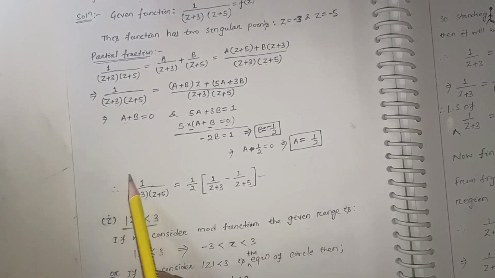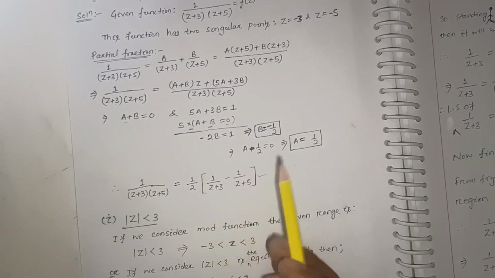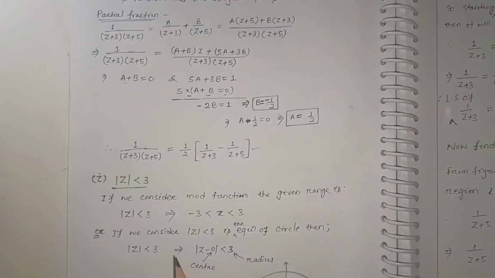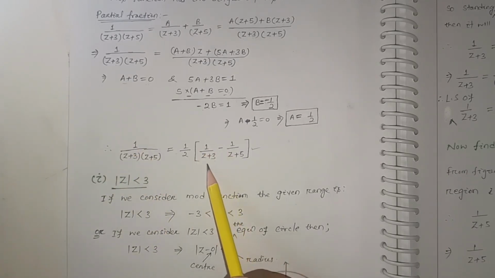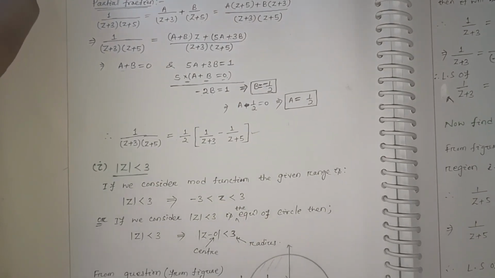That means the Laurent series of this function, then the Laurent series of this function, then we have to subtract both the series. Now we are going to find out the Laurent series of this one or this one. For the first part, the region given is mod z less than 3. In this region, we have to find out the Laurent series of this one. That means we have to find out the Laurent series of 1 by z plus 3, then 1 by z plus 5, then we are going to subtract, and 1 by 2 is already multiplied. So 1 by 1 we are going to do. Carefully you have to watch.